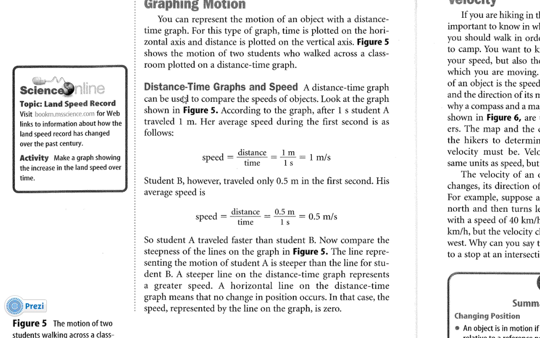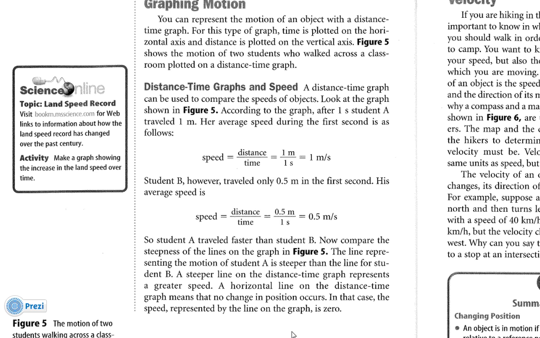All right, so distance-time graphs and speed. A distance-time graph can be used to compare the speeds of objects. Look at the graph shown in figure 5. According to the graph, after 1 second, student A traveled 1 meter. Let's look at the graph.